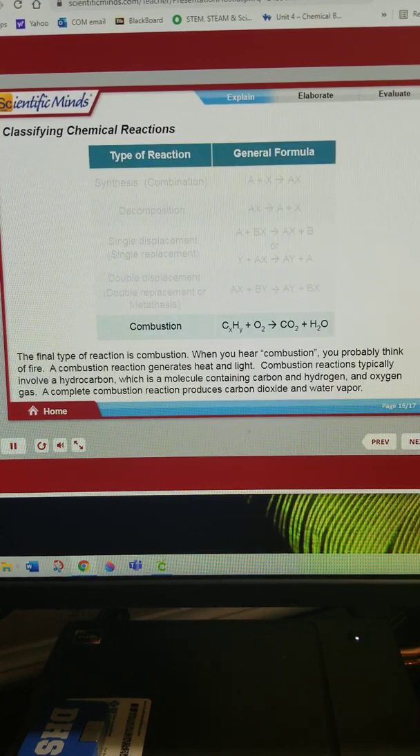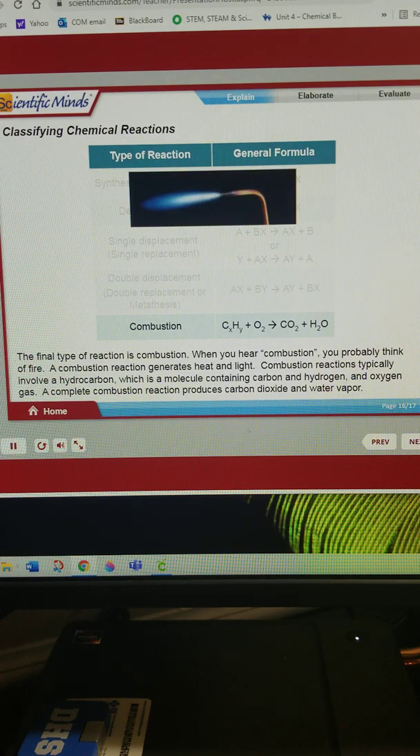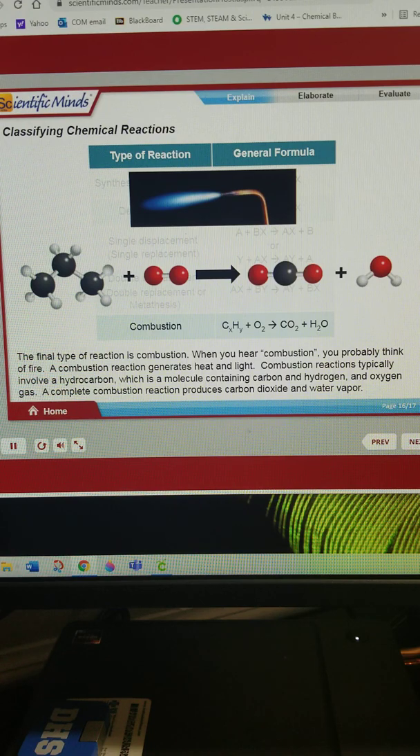The final type of reaction is combustion. When you hear combustion, you probably think of fire. A combustion reaction generates heat and light. Combustion reactions typically involve a hydrocarbon, which is a molecule containing carbon and hydrogen, and oxygen gas. A complete combustion reaction produces carbon dioxide and water vapor.